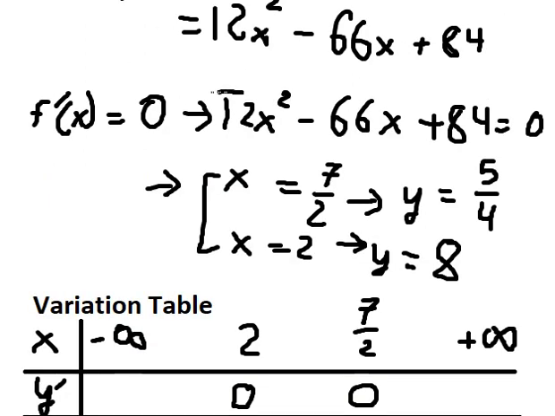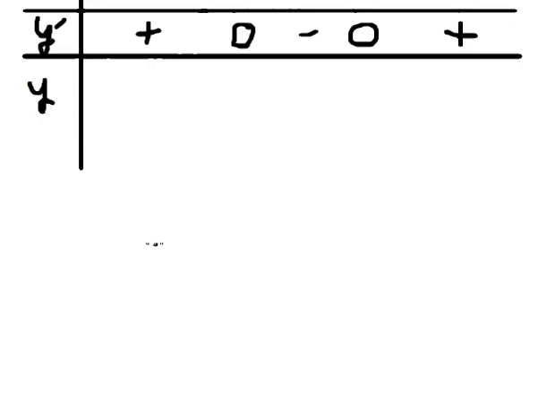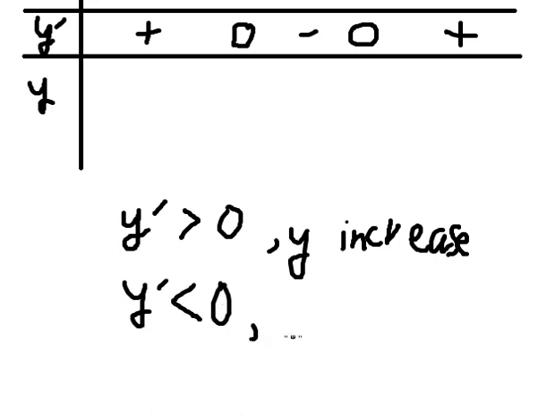So for the sign of this one, we have number 12. Number 12 is greater than number 0, so the sign of this one should be positive. Then we go in here, we have negative. Then this one we have positive. Because if the first derivative is positive, the function will increase. If this one is negative, the function decreases.